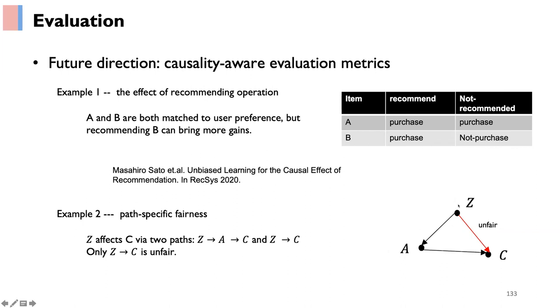For example, if the job is labor intensive, maybe it is more suitable for a male employee. So for this kind of situation, the variable has two paths to affect the target, the outcome variable. And when we pursue fairness for the recommendation, maybe our target should be to remove the direct effect from this direct path instead of removing the natural effects on the ability of the employee, which naturally affects whether the employee is suitable for this job.